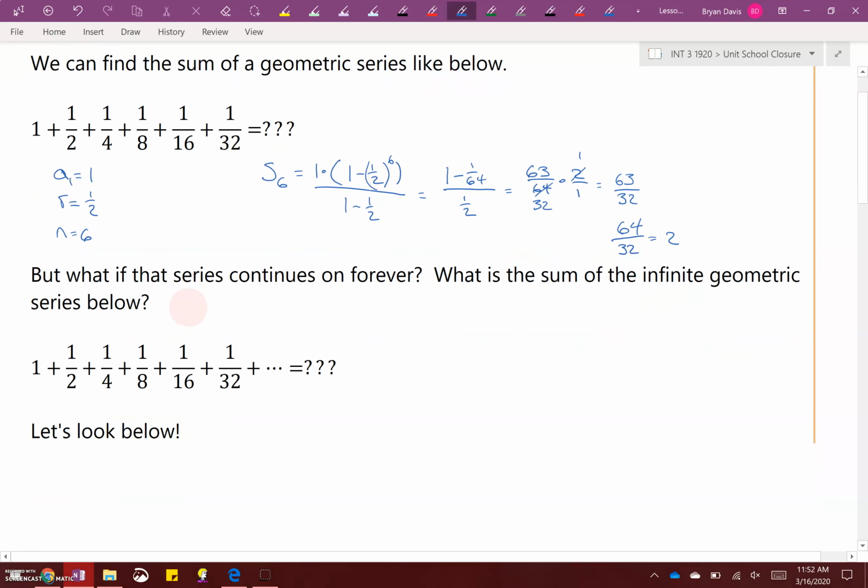But what if this series above doesn't stop after 6 terms? What if it continues on forever? So it looks something like this: 1 plus 1/2 plus 1/4 plus 1/8 plus 1 over 16 plus 1 over 32 plus 1 over 64 plus forever. So the question is, what is the sum of an infinite geometric series? We're going to look at this one below, but after we look at some examples first. This one's classic. It's kind of fun to look at, but we will end with this.